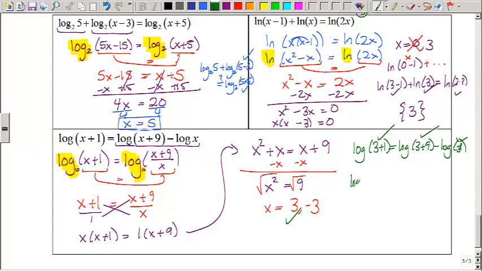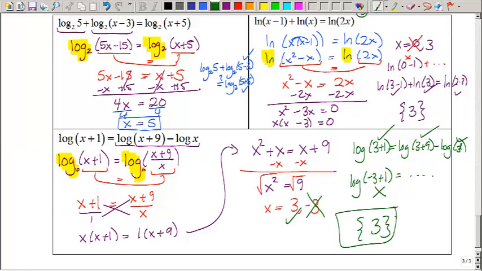Let's check negative 3. Log of negative 3 plus 1. Negative 3 plus 1 is negative 2. And I know this keeps going, but I'm not going to continue to check because the first argument is negative, so I know automatically that negative 3 is not a valid solution. So because it's not a valid solution, the only solution I can keep is the positive 3.